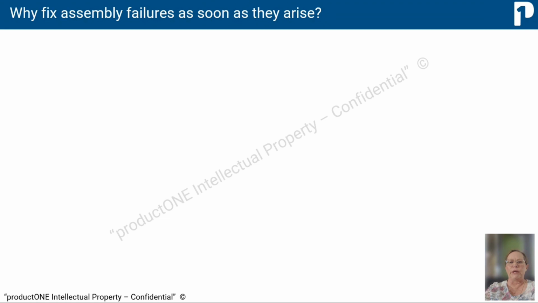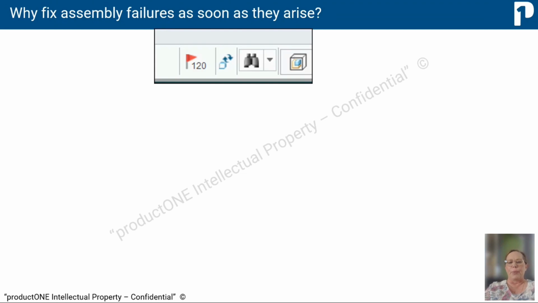All right, so the burning question: why fix failures? And I'm adding here, as soon as they arise. We've all seen that little red flag at the bottom of our assembly screens, hopefully with not such a high number next to it. This does come from a very large assembly, but you can imagine the amount of time it would take to go and fix 120 failures in an assembly.